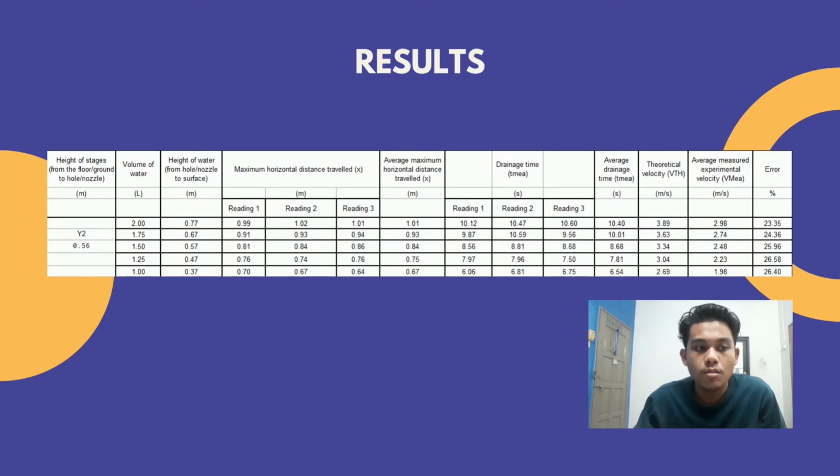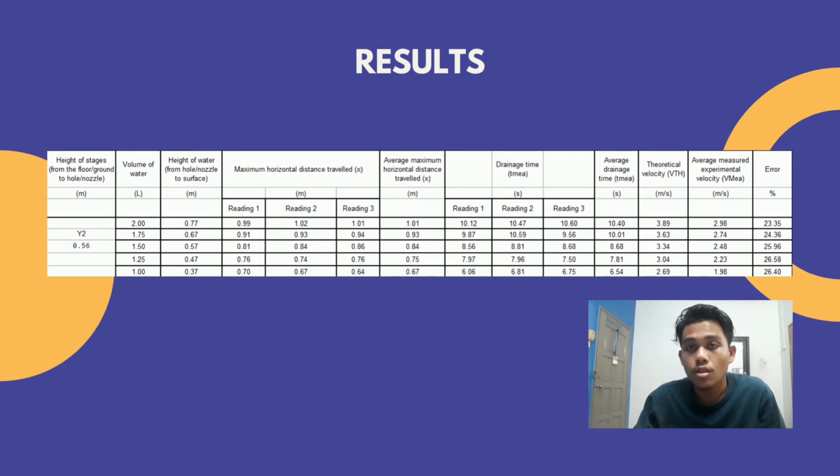So for the maximum horizontal distance traveled, which is x, we also need to have 3 readings so we can have the average maximum horizontal distance traveled. And also for the drainage time, we need 3 readings so that we can have the average drainage time.